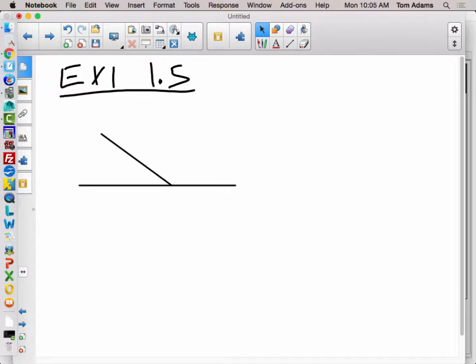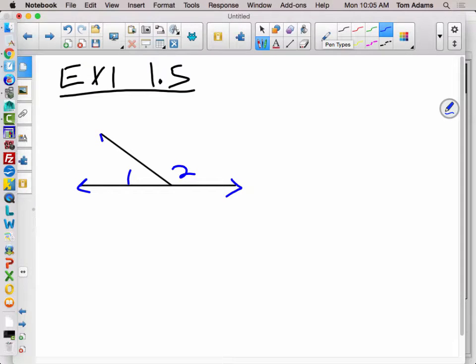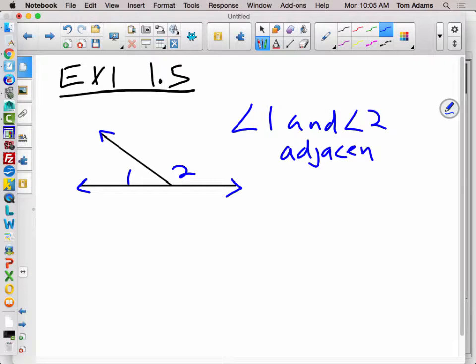If I have angles like this, we would say in this particular case that angle 1 and angle 2 are adjacent. Now, whenever we use the word adjacent, it's a very informal definition, but it helps me remember. They're touching. Okay, so angle 1 is right next to angle 2. And they are touching.